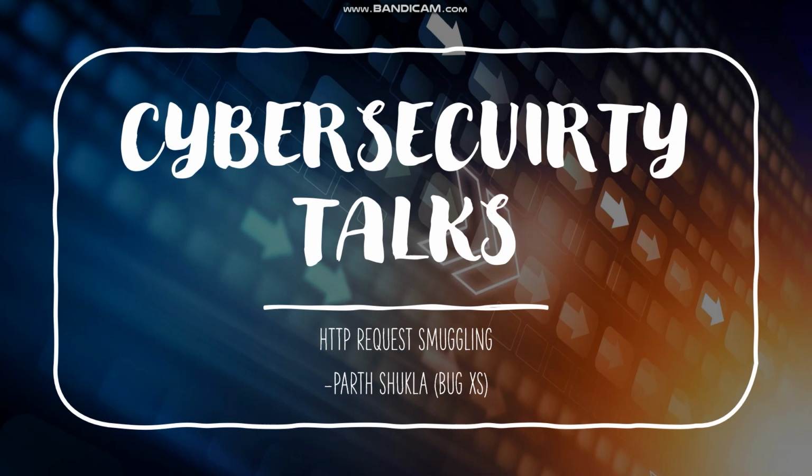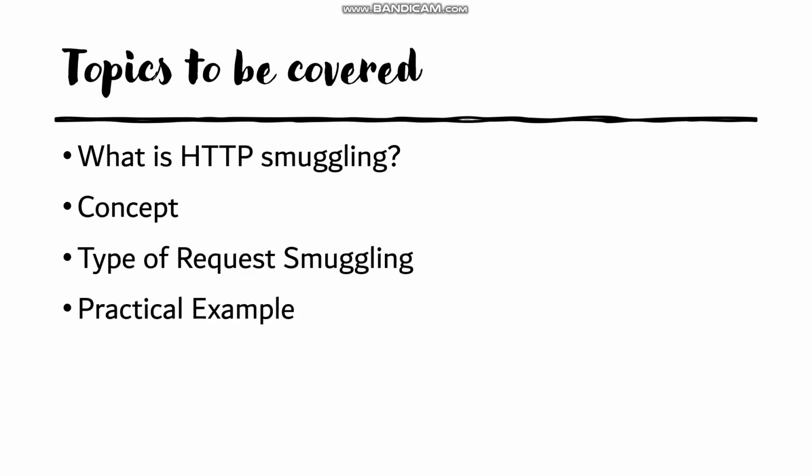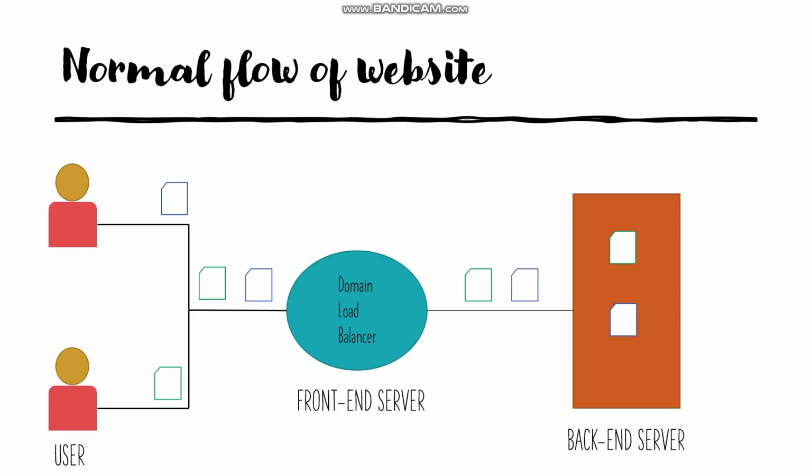Today we are going to talk about an amazing type of attack, which is HTTP smuggling. This attack has a vector of P1 to P3 vulnerability on Bug taxonomy. So let's get started. We are going to talk about what HTTP request smuggling is, the concept, types, and a practical example.